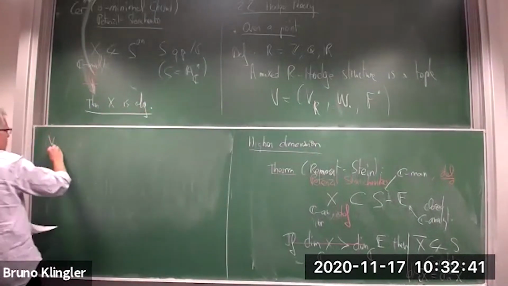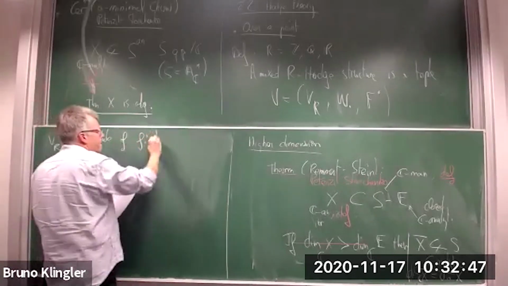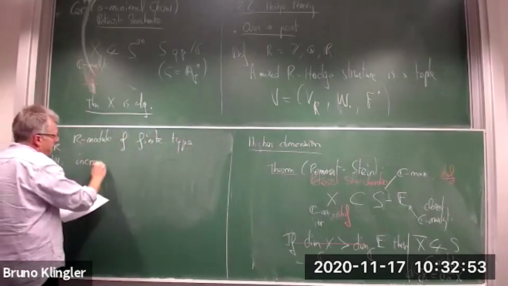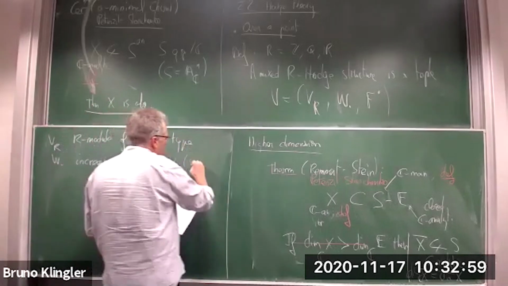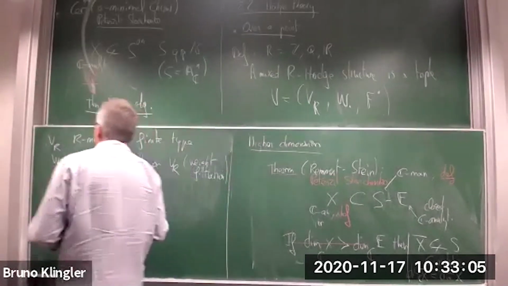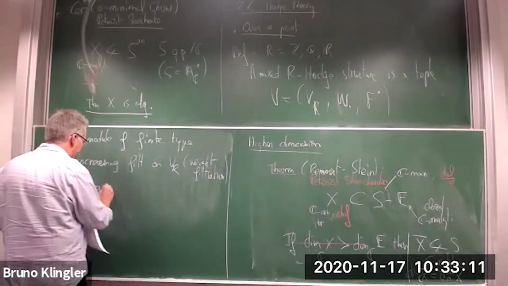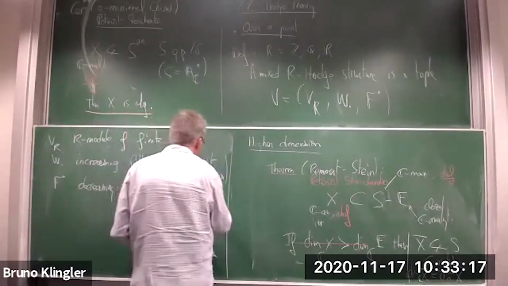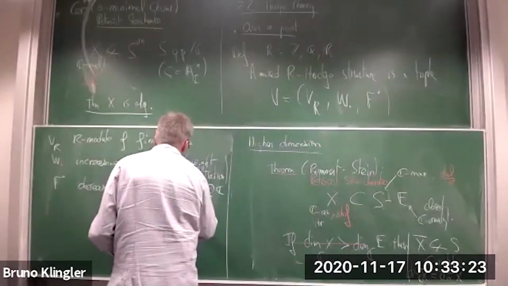So V_R is an R-module of finite type, and W is an increasing filtration on V_R. This is called the weight filtration. And F is a decreasing filtration on V_C, which by definition is V_R tensored over R with C, which is a finite dimensional complex vector space. And this guy is called the Hodge filtration.